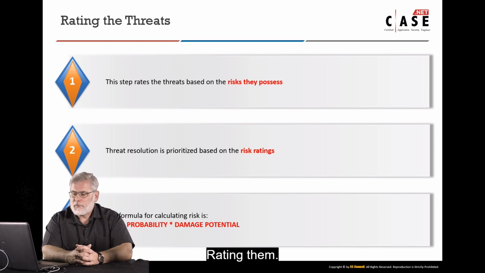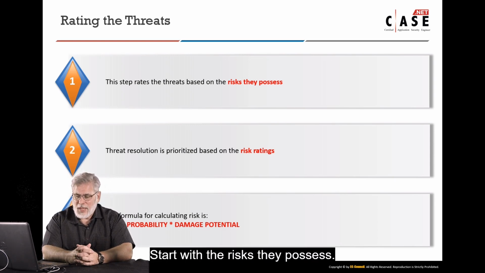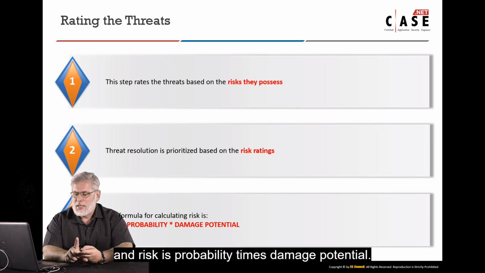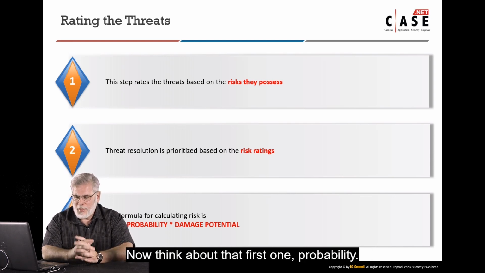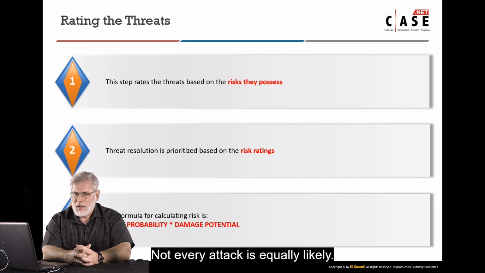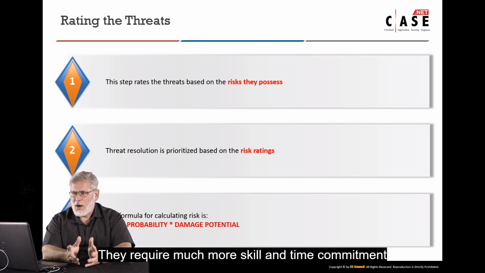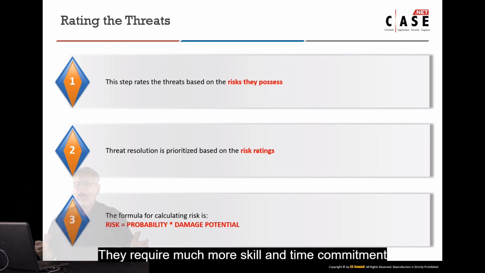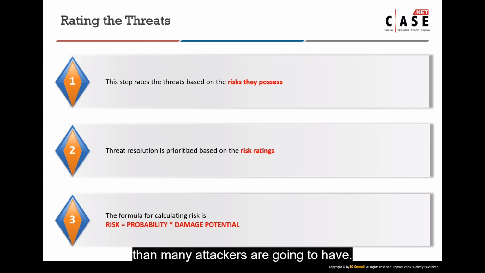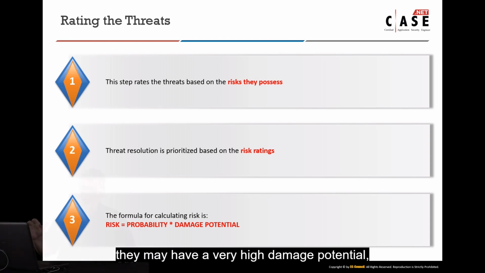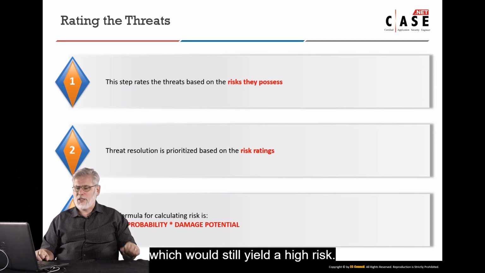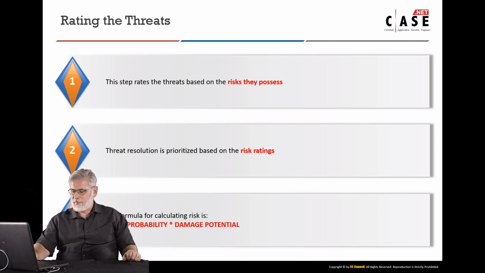Rating them. Start with the risks they possess. Prioritize based on risk, and risk is probability times damage potential. Now think about that first one, probability. Not every attack is equally likely. Some attacks are very difficult to accomplish. They require much more skill and time commitment than many attackers are going to have. That makes them a lower probability. On the other hand, they may have a very high damage potential, which would still yield a high risk.